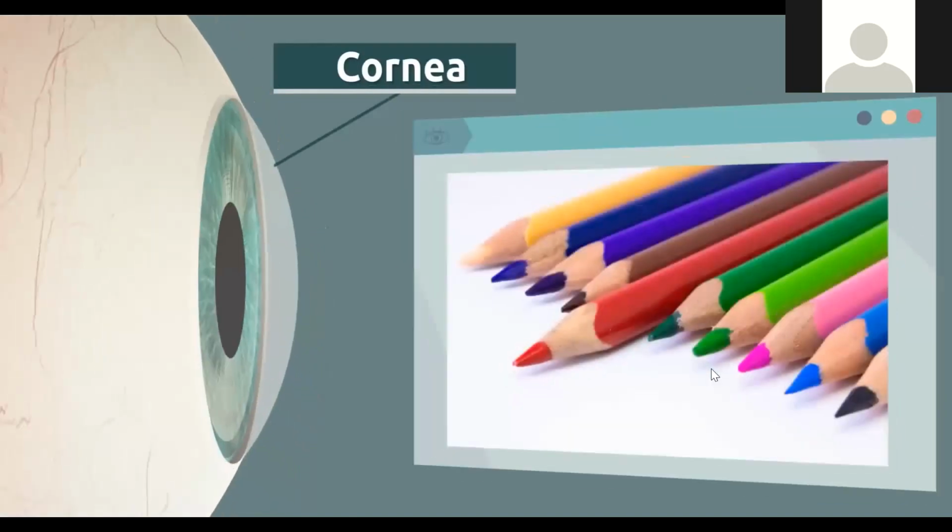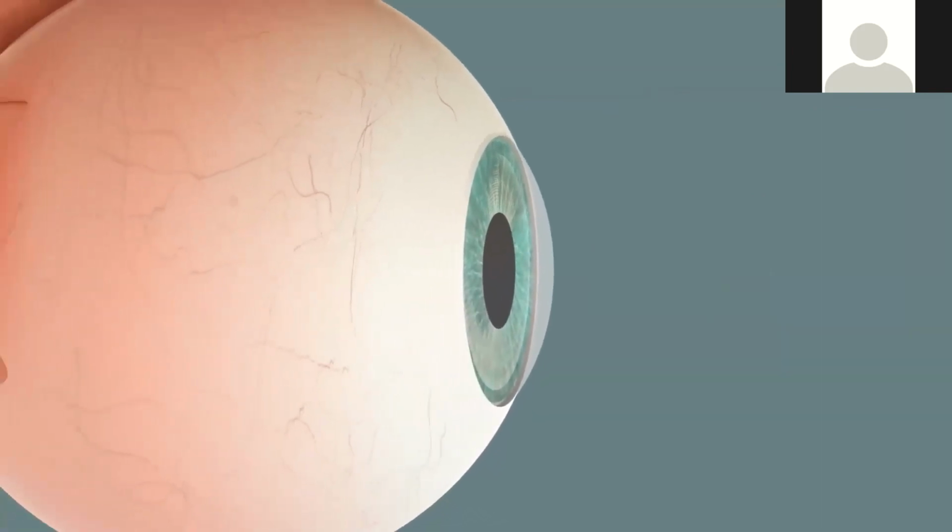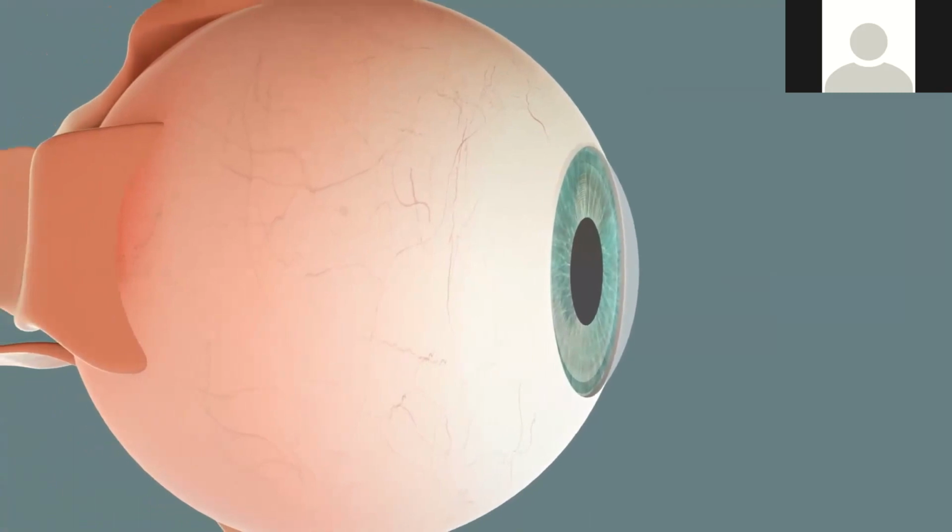The cornea is a transparent layer that helps our eye to focus on objects. It is a very important part of the eye, but it's hardly visible because the cornea is a semi-transparent tissue.